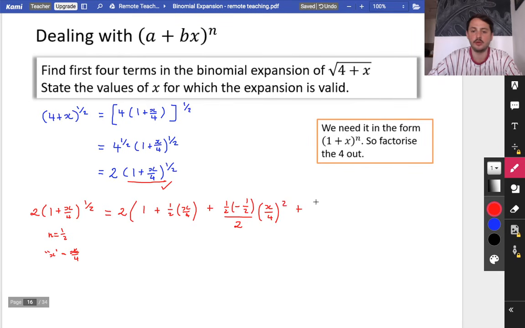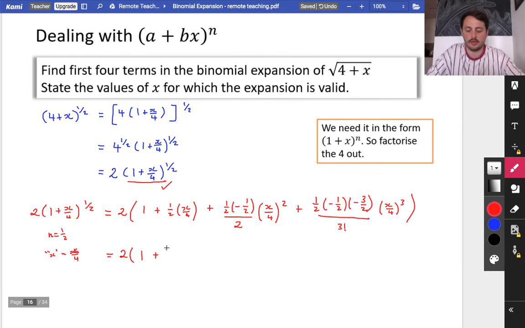And I just need to do one more, which is n minus 1, minus 1 again, and you get minus 3 over 2, all over 3 factorial, which sometimes you can just write as 6, but I'm just going to leave it as 3 factorial, and I'm going to multiply that by x over 4 cubed. So you've just got to be really, really careful about what's positive and what's negative in this particular case. So I have 2. Here I've got a half times a quarter, so that's going to be an 1/8 x. I'm just going to write it as 1/8 x.